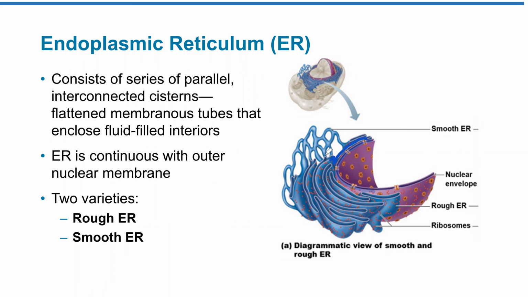And continuous with it, we have this system of tubules, system of tubes that is called endoplasmic reticulum. Endoplasmic reticulum, or ER, is continuous with the outer nuclear membrane. And we have two varieties, rough ER and smooth ER. So you can see this one over here is rough ER, and this one is smooth ER. So let's see the difference between these two.